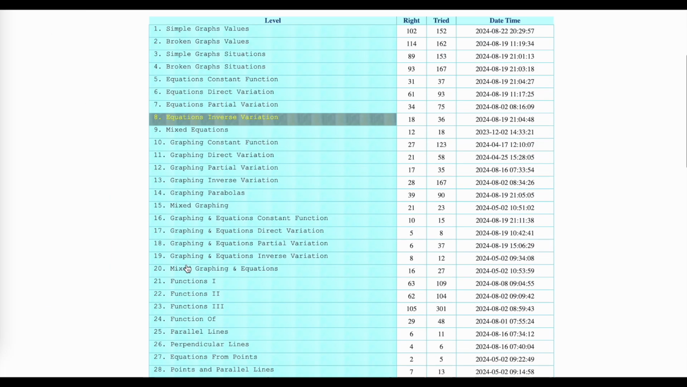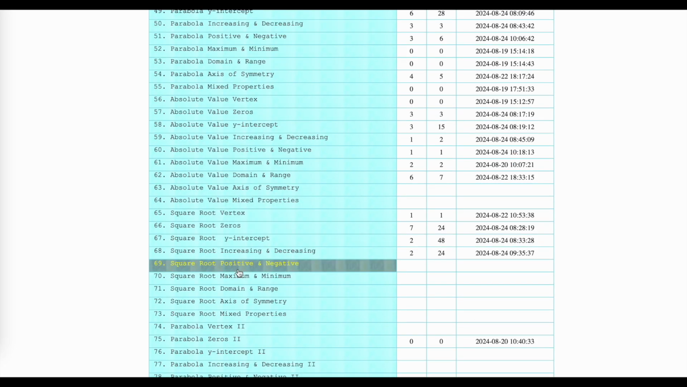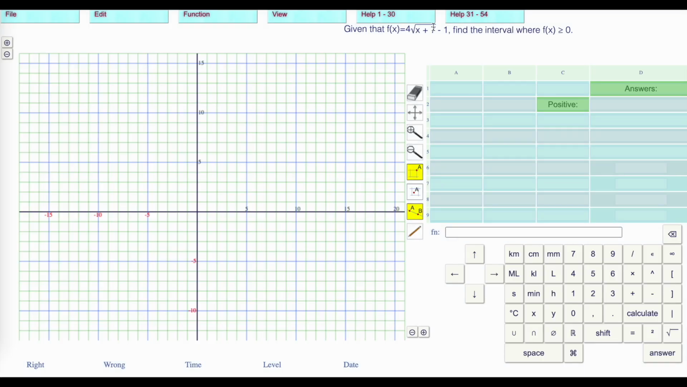Let's have a look at the square root function, positive and negative. The vertex is (-7, -1). The A is positive and the B is positive, so it's opening something that looks like this. And we want to know when this is positive, so we're going to have to find the 0. When x is -7, the y value must be -1: 4 times the square root of the x value plus 7, close the square root bracket, minus 1, and that gives us -1.